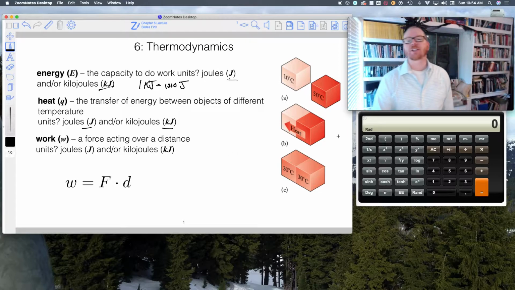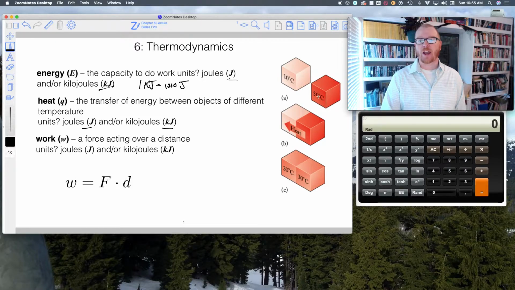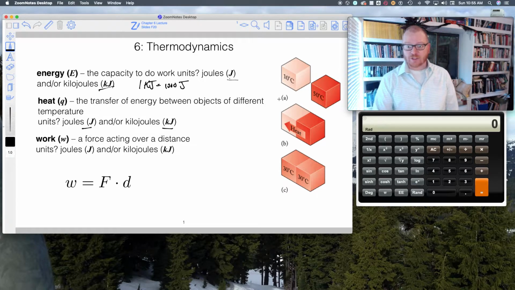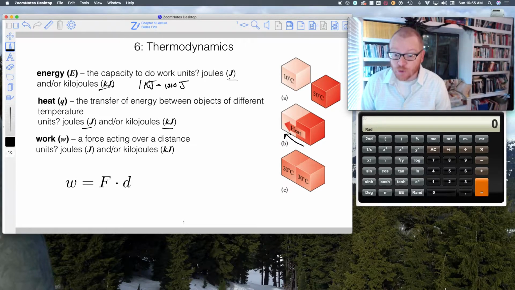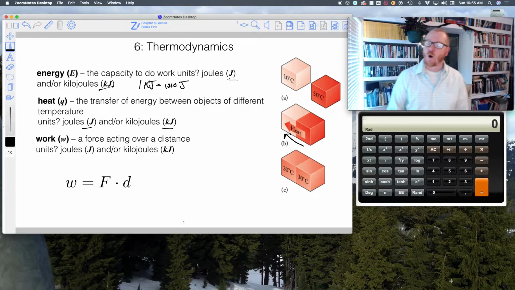If we imagine this picture that I've got here, suppose I have one block that's 10 degrees centigrade and another block that's 50 degrees centigrade. As soon as they come into contact with each other, heat will flow, and it's always going to flow from the hot object to the cold object. That's how this always works. So heat is the transfer of this energy from the hot object to the cold object. And if we wait long enough, both objects will eventually be the same temperature.